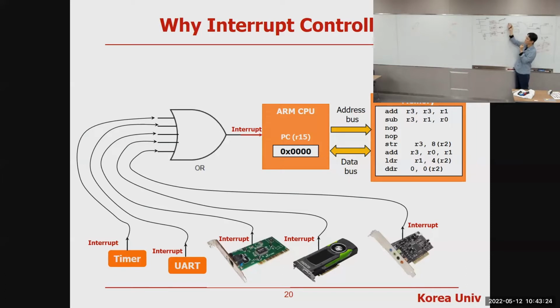And then how would you implement a priority mechanism with this simple OR gate? What do you think? How would you implement it? Hardware is provided, hardware is fixed. So somehow you have to implement the priority mechanism in software. You cannot change hardware, right? Hardware is fixed already. So how would you implement a priority mechanism in software?